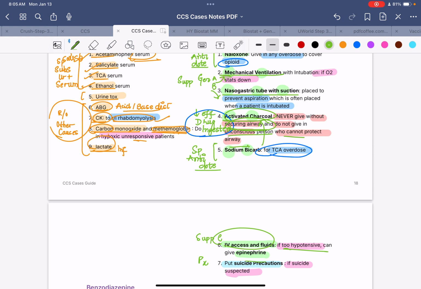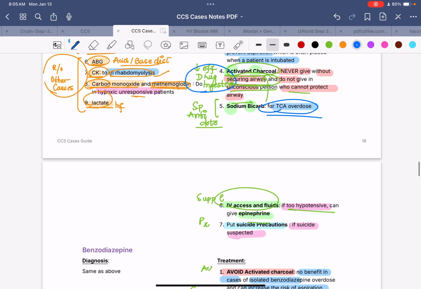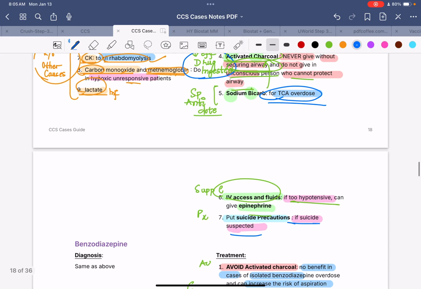Now after the general supportive measures comes the specific treatments. If it's opioid overdose, you can specifically give naloxone. If it's TCA overdose, give him soda bicarb. And if you suspect that the patient had actually done some sort of suicide attempt, take the suicide precautions, removing the gun at the home, consulting social services, creating a safety plan, doing a suicide contract, and things like that, right?